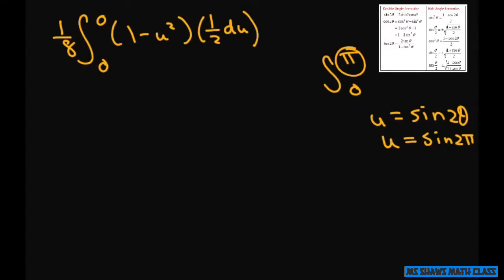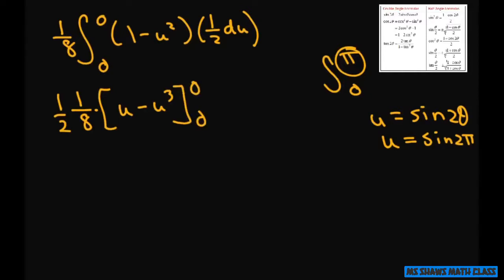So to integrate that, you're just going to write 1/8, and this is going to be u minus u cubed. Oh, and this is times, let's bring out the 1/2 here. And we're going from 0 to 0. Well, all this just equals 0.